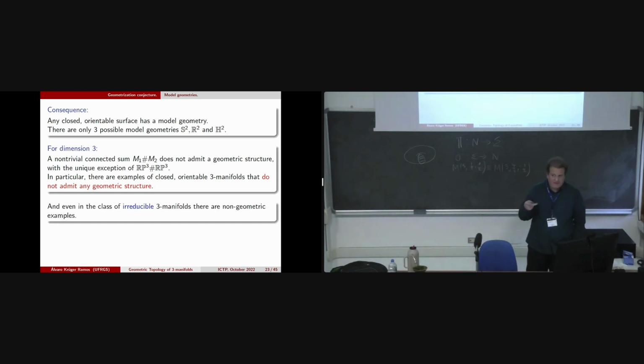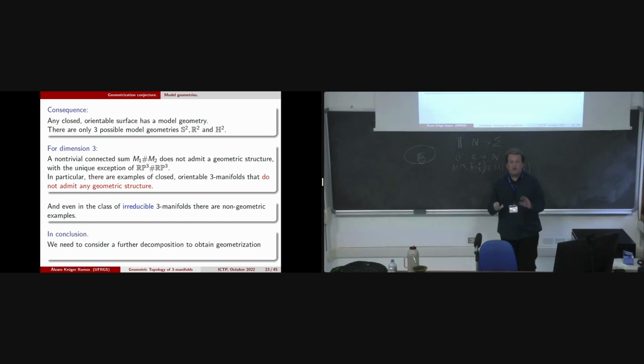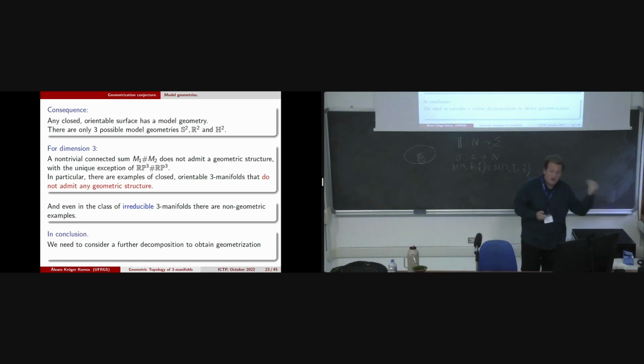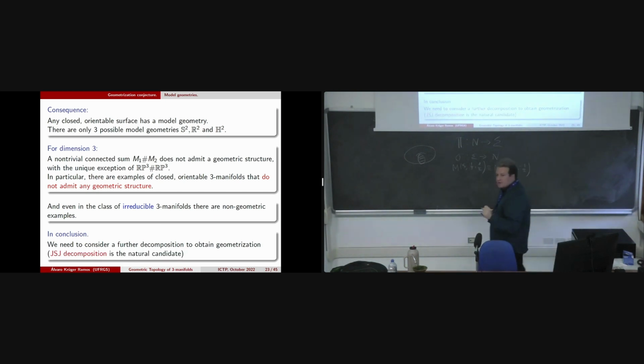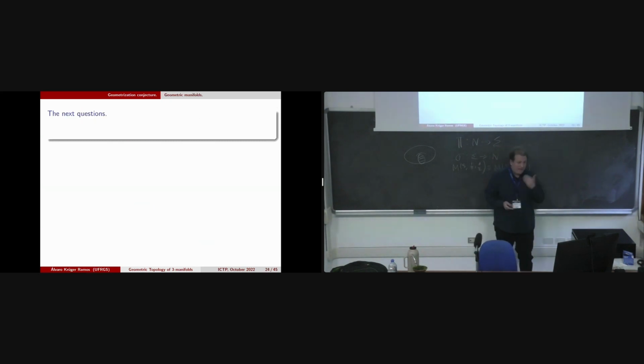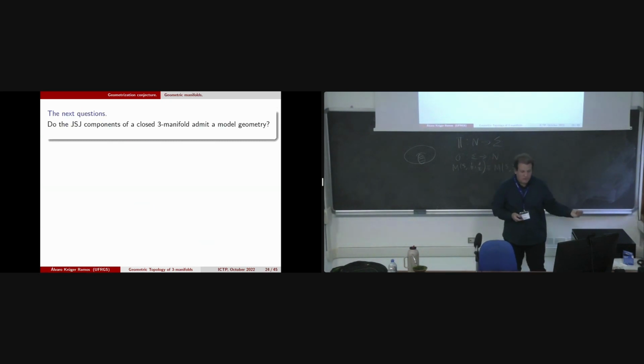And even in the class of irreducible manifolds, you can find manifolds that are not geometric, that do not admit any geometric structure. So you actually need to make a decomposition of the manifolds to obtain geometrization. And the natural candidate for these pieces are the JSJ decompositions. So the next question is: do the JSJ components of a closed 3-manifold admit a model geometry?